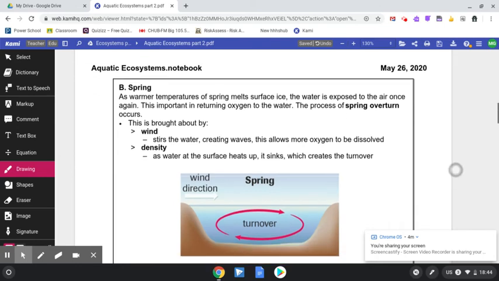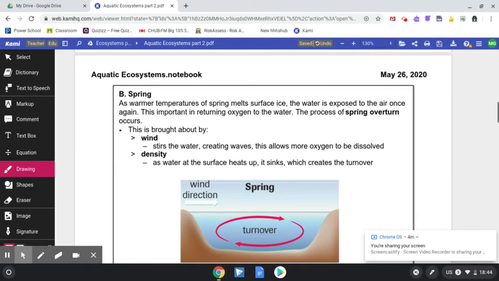Second season, which we're currently in the midst of, is spring. This is pretty obvious information. Spring melts the surface ice, and this disappears in the spring. Water is exposed to the air once again, which returns the oxygen to the water. So we got wind stirring the water, causing the oxygen to go down. This is called spring overturn.